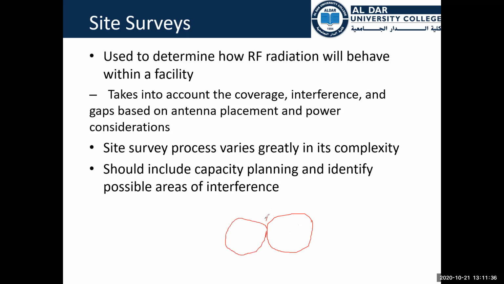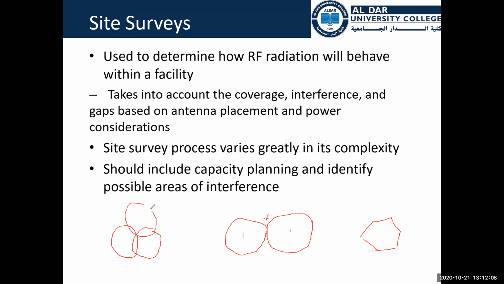So if somebody is in this place, he will never get a signal either from this access point or that access point. So you have to make it semi-overlapping to have the same effect of the cellular design that we talk about. You do it overlapping to make sure that it's covering all the places.